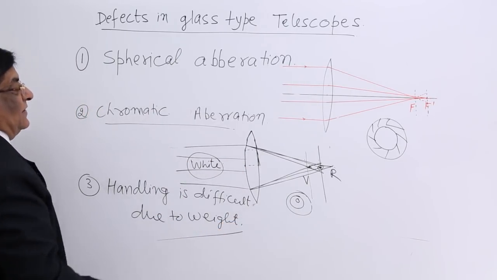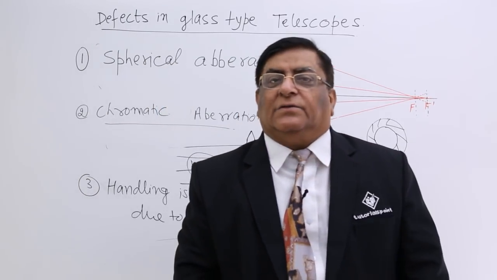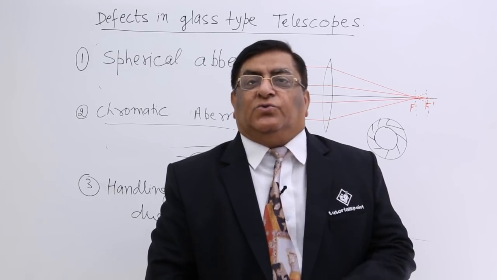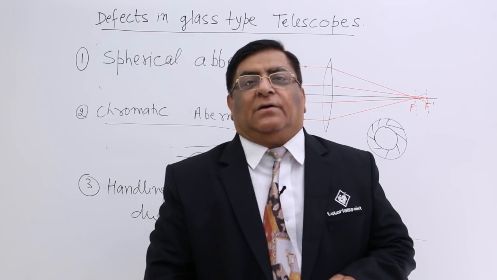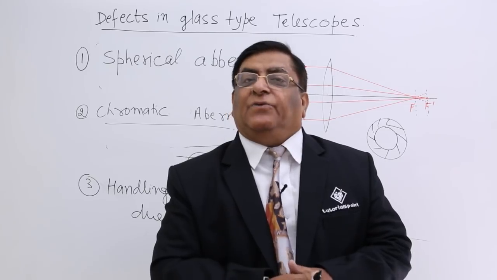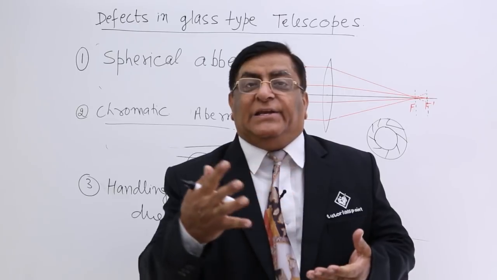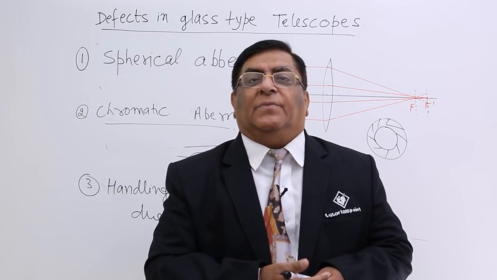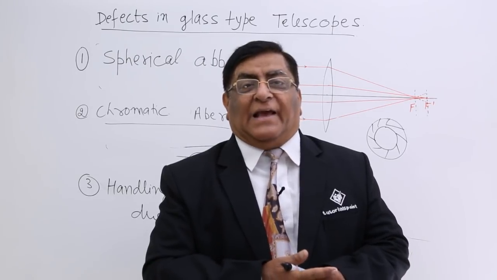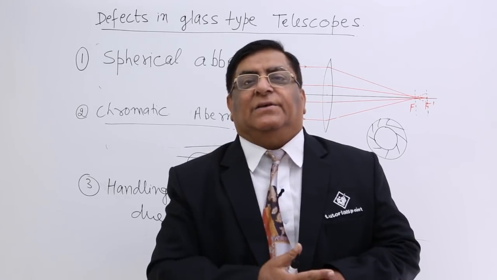So these are the three problems with such telescopes, and that is why the size is limited and the results are limited. Now, to overcome these defects, we have altogether changed the type of these telescopes, and we are not using glass anymore. There is a different breed of telescopes. We call them reflective telescopes, the ones which use the principle of reflection and not the principle of refraction with glasses. And that we will see in the next lecture.